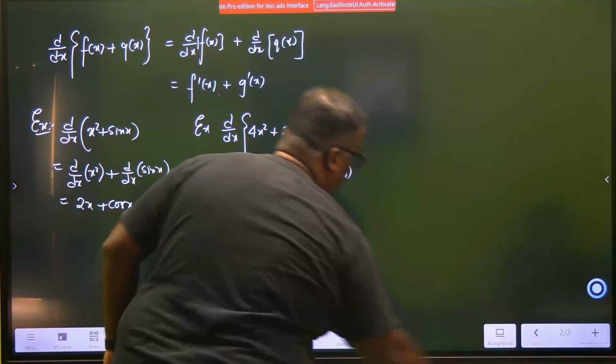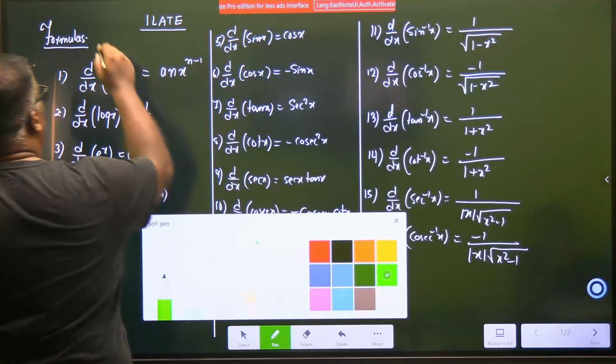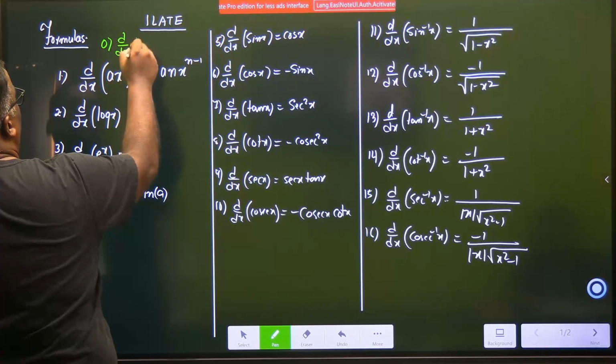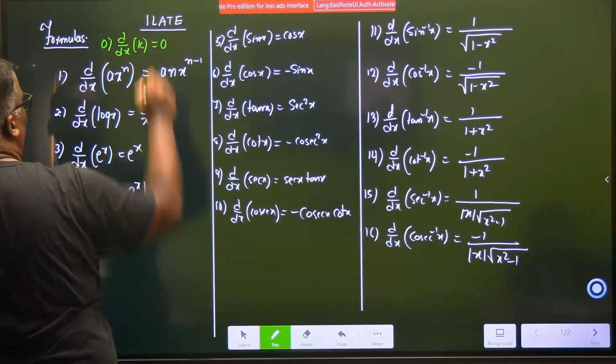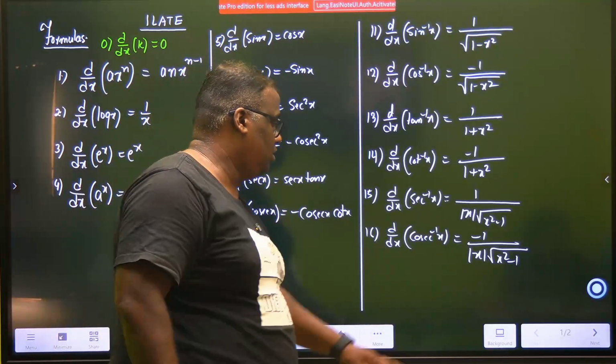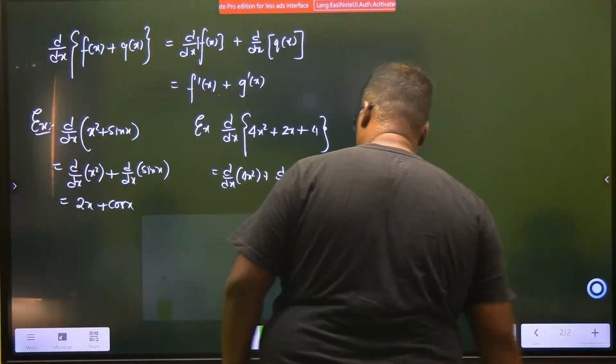Children, one formula I missed out here, which is the parent formula. Write that. Formula number 0 is d/dx of any constant k is always 0. You know that a constant function does not have a slope attached to it. Is this clear? Okay, we go further.